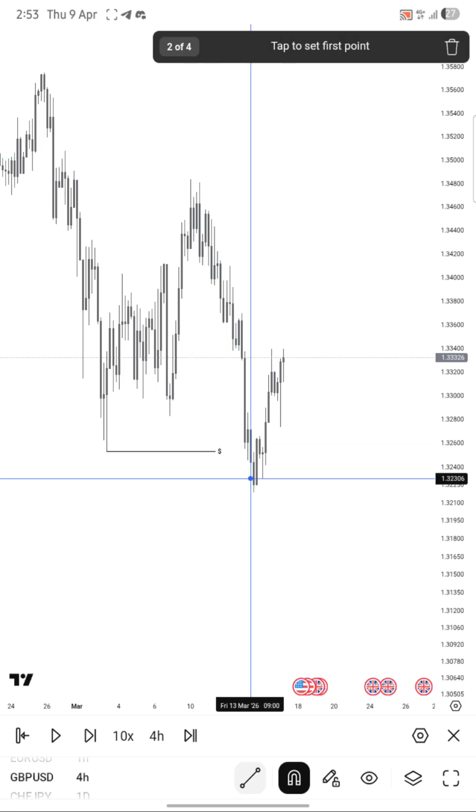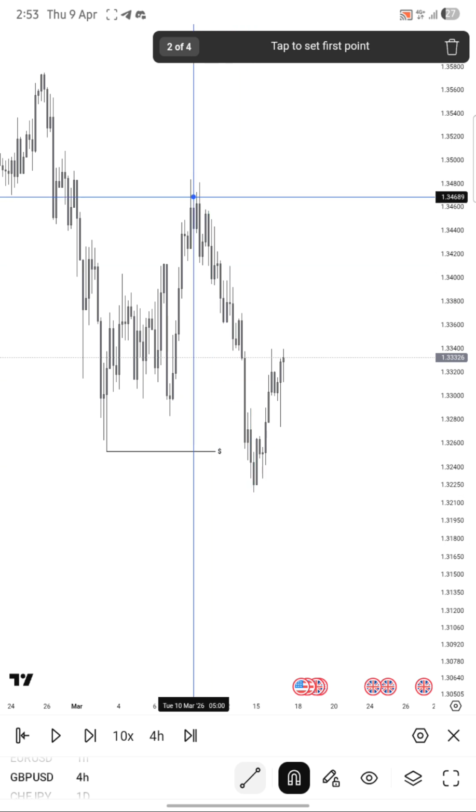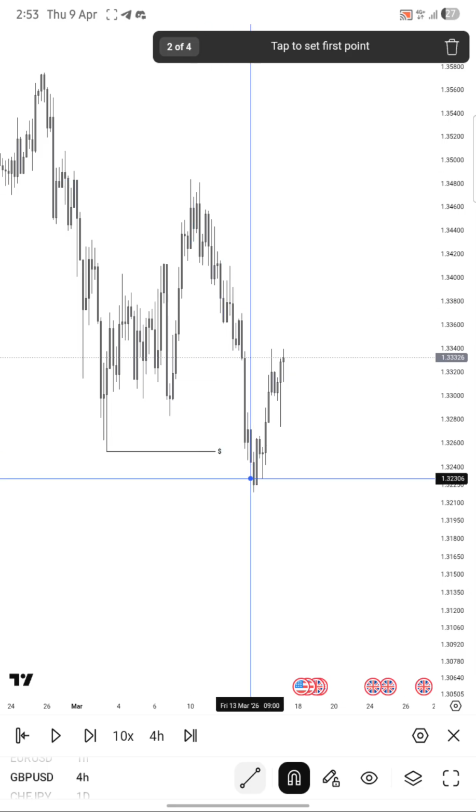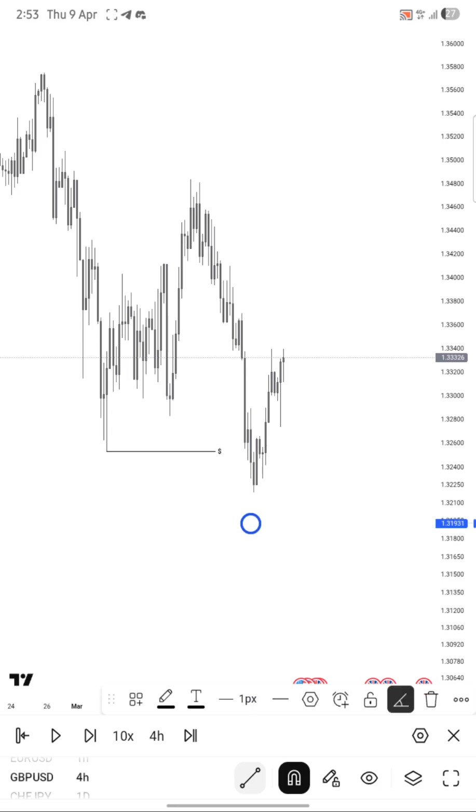So how do we know this high and this low are a dealing range? Since we are looking at a 4-hour time frame, we will go to the daily time frame and try to identify this high, which has come from a higher time frame, a daily time frame area of interest. So let's get into that.